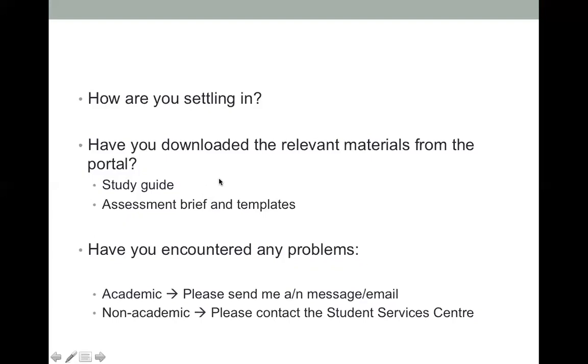And this is another one I would like to remind people about: make sure that we have downloaded the relevant materials. If we haven't downloaded the relevant materials such as the study guide, the assessment brief and templates, please do that quickly. Okay? And if you encounter any academic problem, please contact me via email or message. And for non-academic problems, please contact the Student Services Center.